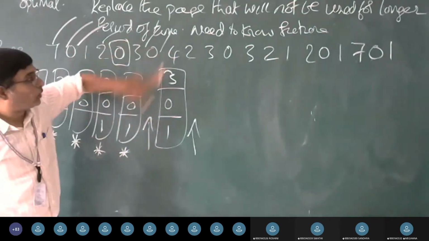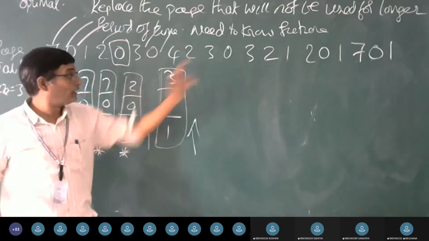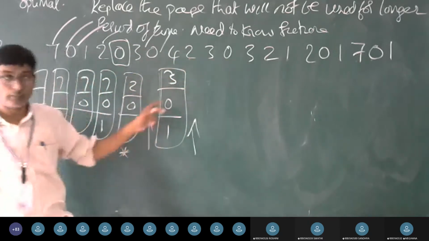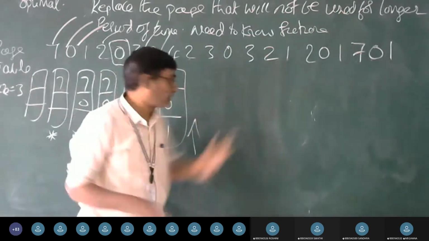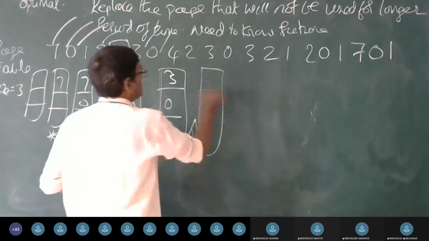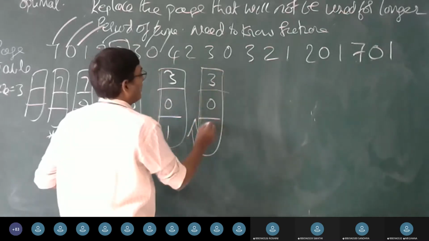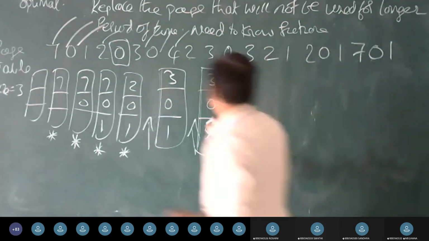Next, I need 4. What can I replace? Can I replace 3? It is an immediate requirement. Can I replace 0? It is again an immediate requirement after 2 or 3 instances. But 1 is going to have a longer time. Therefore, what I can do is I can just say 3, 0, and 4. I'm going to give the value there. 3, 0, and 4 here.